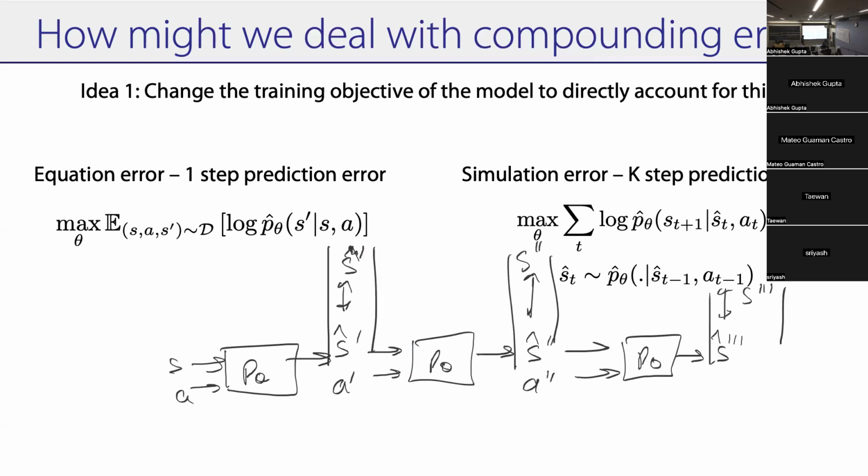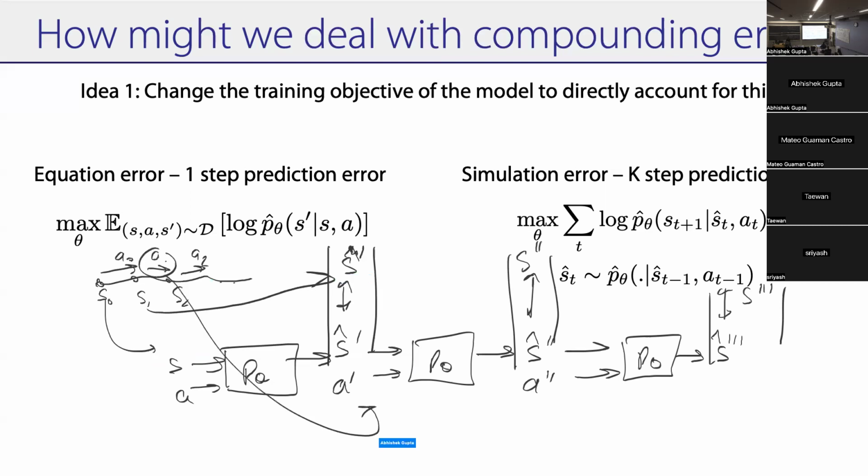What is that a prime? Oh, it's a series of actions that you had in your data. The s hat prime and the a prime don't come from the same place. Imagine this is your trajectory, s naught, s1, s2, and so on, and you'll have a naught, a1, a2. This is going to be this, and then you try to match it to s1 when you stick in a1 over here. So if you executed the training actions, you should get the training states.